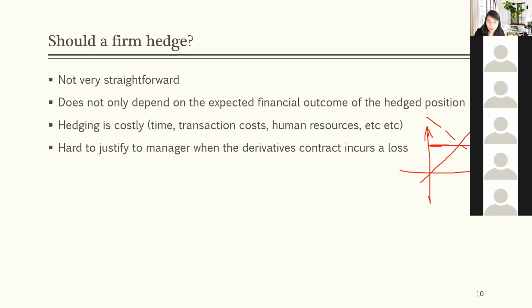And if you have to report this transaction to your manager, when the exchange rate is here, right? So when you are on the left-hand side of the graph, it's relatively easy to justify the benefit of a forward contract in this case, yeah? Because it provides you with a gain here.